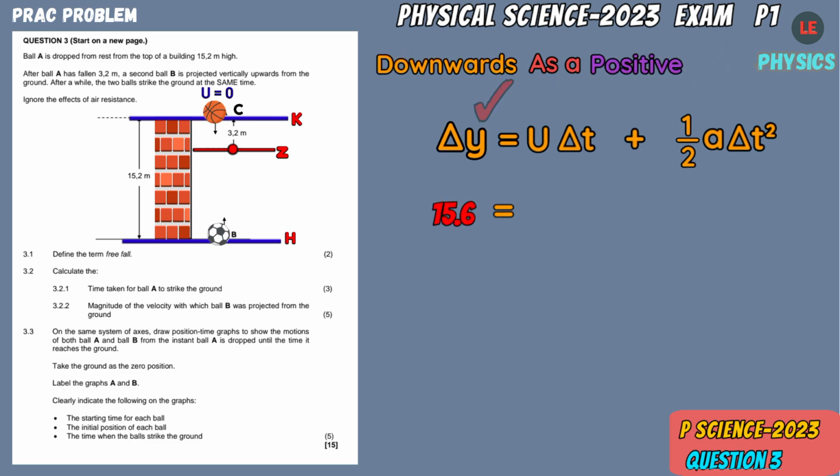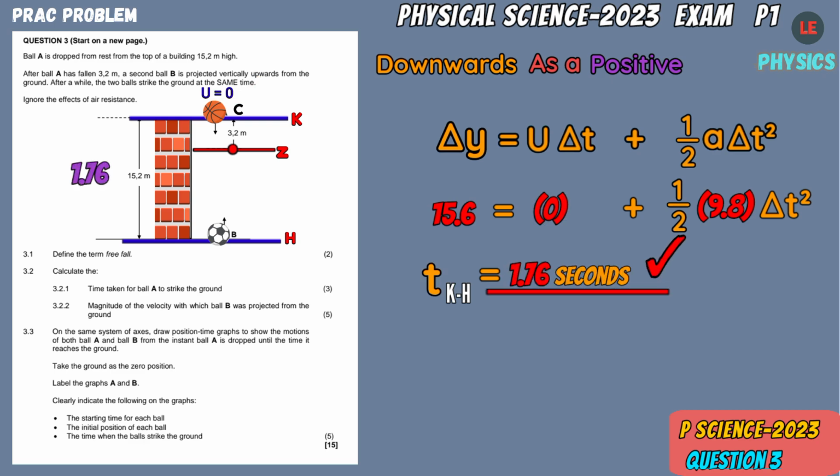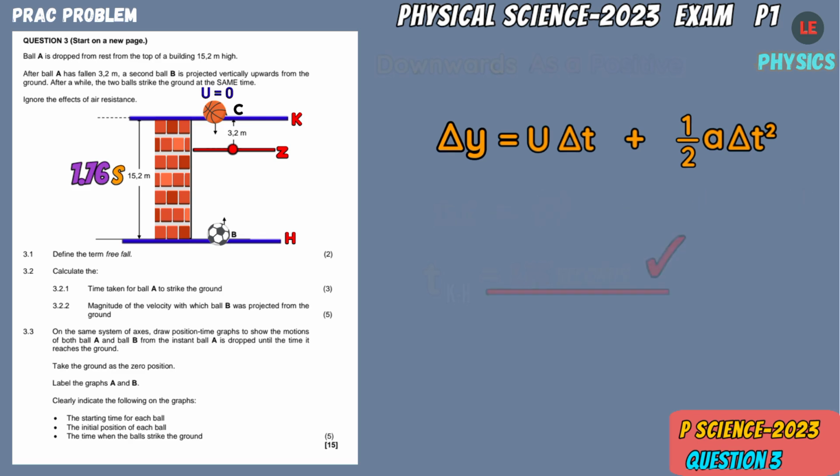We put the height here, initial velocity here, the gravitational acceleration here, and time is what we are looking for. This part is 0 because of this initial velocity. We get the time ball C takes from top to hit the ground to be 1.76 seconds.